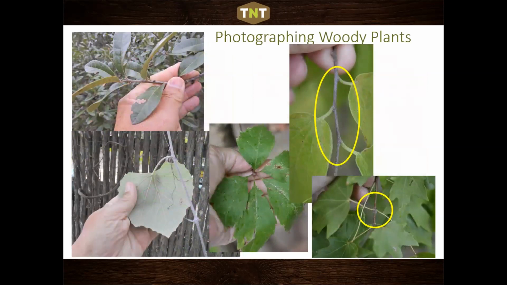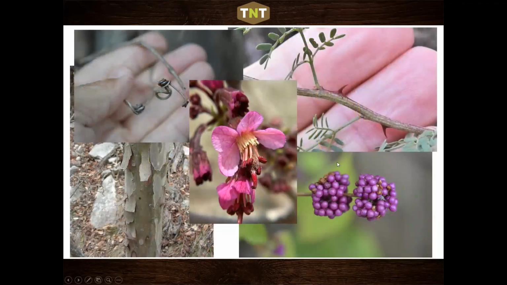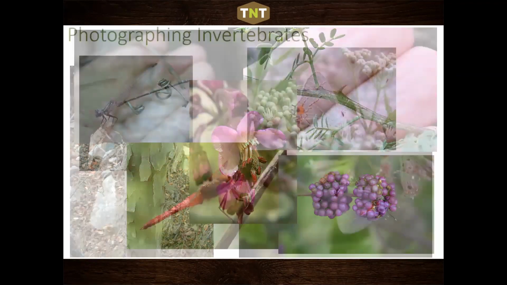With woody plants, note whether the leaves are alternate or opposite, whether it's a compound leaf or a simple leaf. Sometimes the back of the leaf gives a better view of the veins than the top of the leaf. If you have tendrils or prickles or fruits or flowers or bark, take a picture of those things. All of those aid in identification.